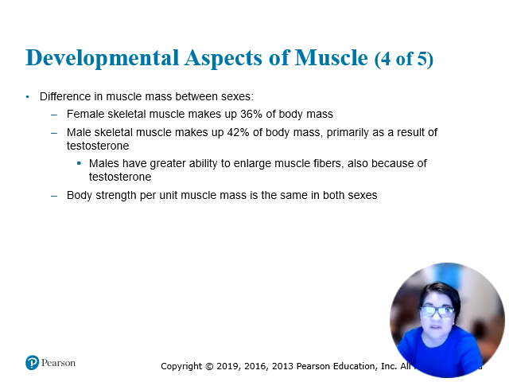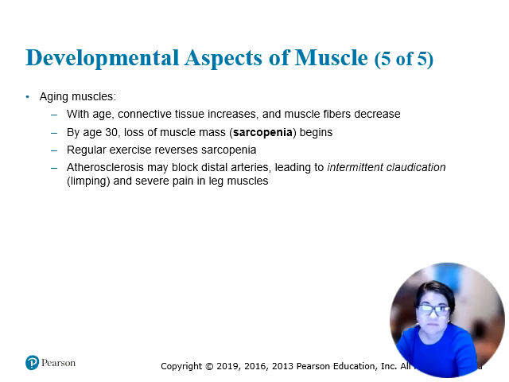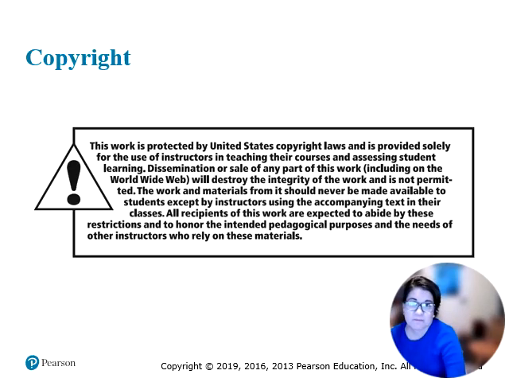Comparing muscles in sexes, female bodies are about 36% muscle and male bodies about 42% because of testosterone. So testosterone acts on muscles. But the body strength per unit muscle mass is the same. Aging muscles: when you get older, your muscle fibers decrease, and so that's why they say that regular exercise is really important. Weightlifting past 40 is really important. And that's it.